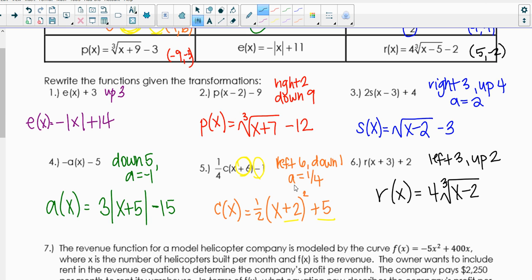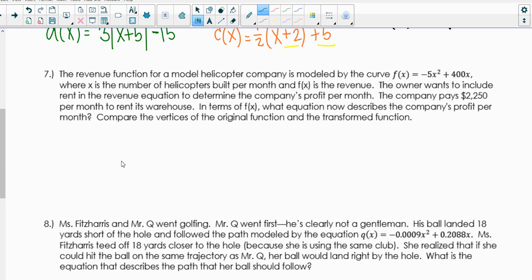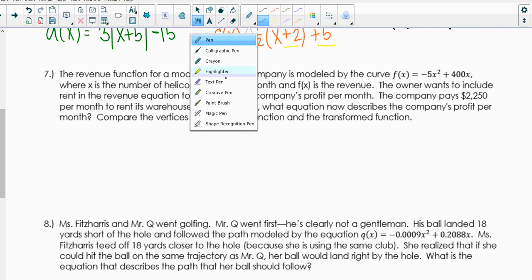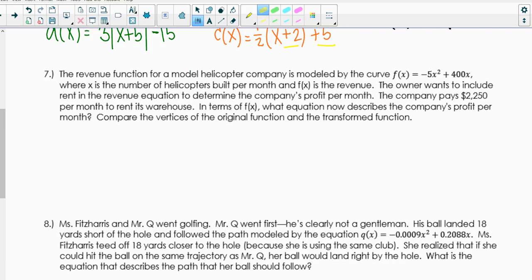Okay. All right. Last but not least, we're going to do this transformations idea with some word problems, which aren't as difficult as they seem. The revenue function for a model helicopter company is modeled by the curve f of x equals -5x squared plus 400x. Where x is the number of helicopters built per month and f of x is the revenue. Okay, you guys, as always, this is really important. X is the number of helicopters built per month and f of x is the revenue. So that's your y, right?